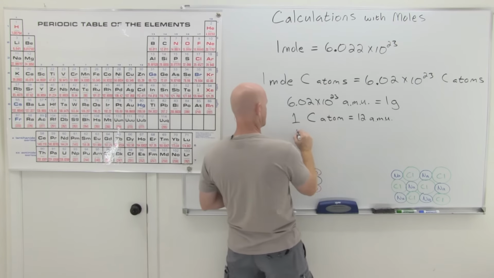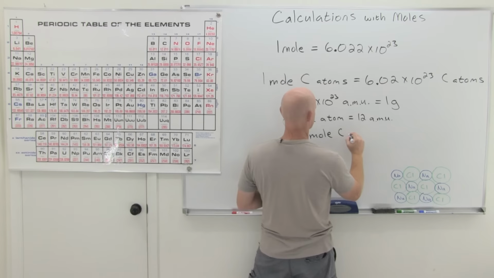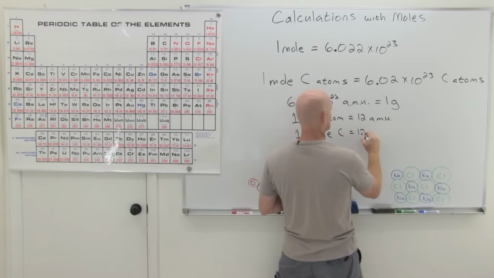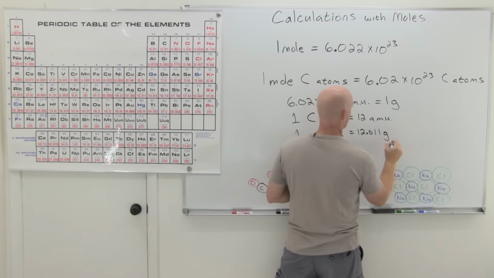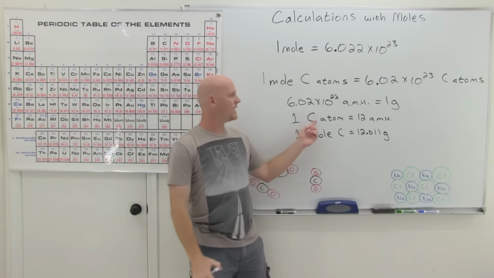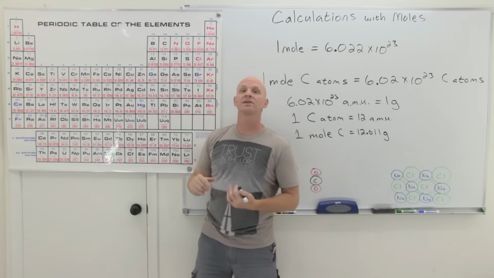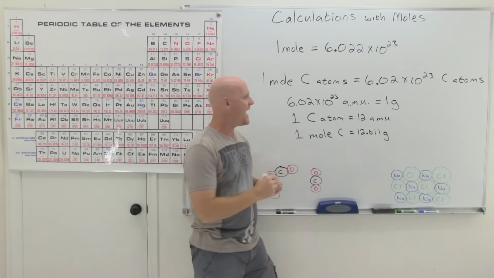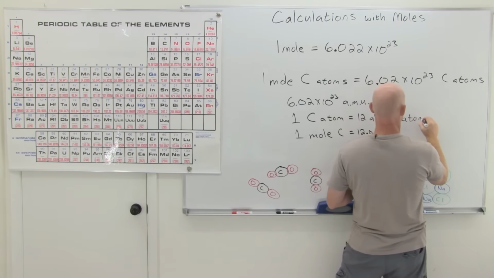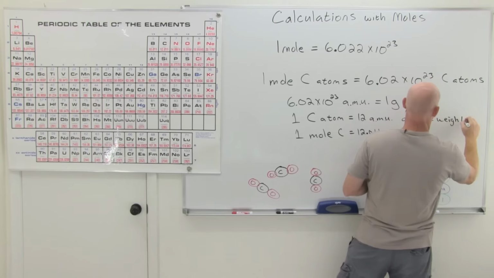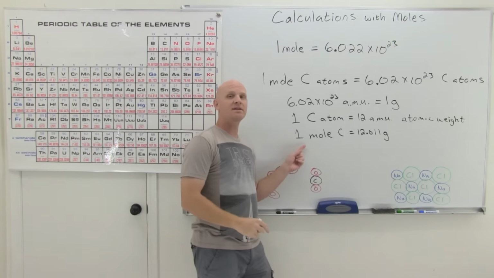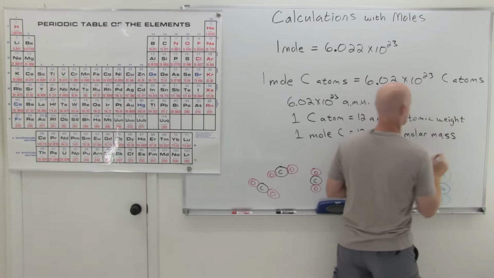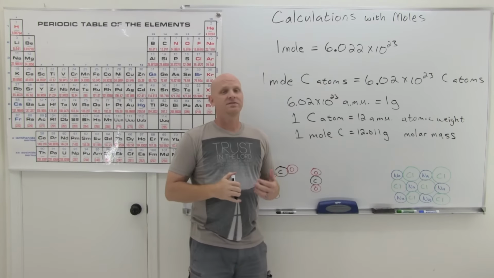But if I said that I have 1 mole of carbon, or 1 mole of carbon atoms, again, that's 6.02 times 10 to the 23rd carbon atoms, that would equal 12.011 grams. And so what's nice is we have this scale. I can talk about 1 atom and it weighs 12 AMUs, or I can talk about a whole mole of atoms and it weighs 12 grams. And so when you're talking about a single atom, you can call that the atomic weight. But if you're talking about an entire mole of atoms, then you would call it the molar mass.